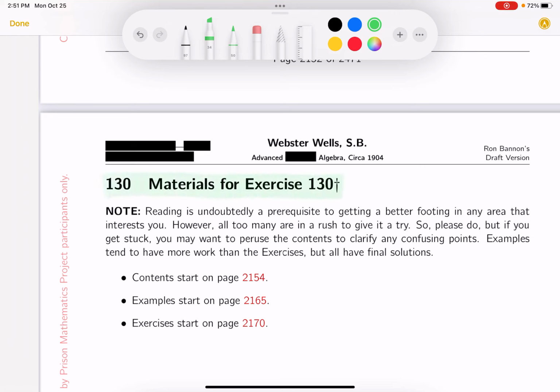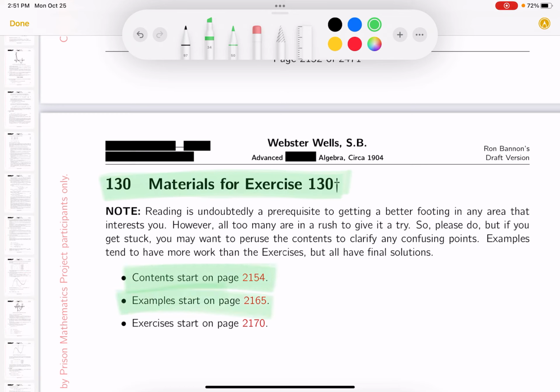Okay, we're in section 130. There'll be contents to read through. It's a tough read. There's examples to look at and exercises to do. My name is Ron Bannon. This is a draft version of my adaptation of Webster Wells' Advanced Course in Algebra, which dates back to 1904.